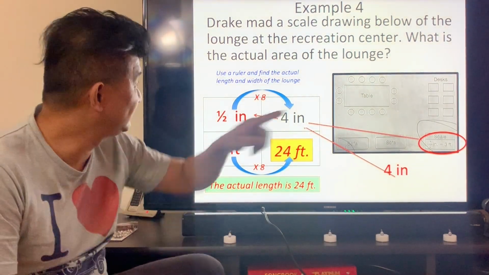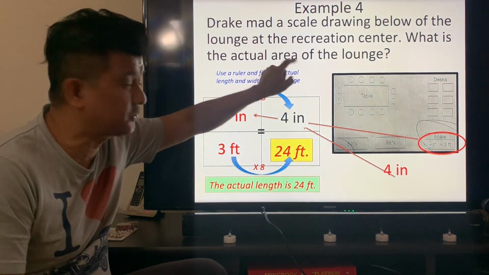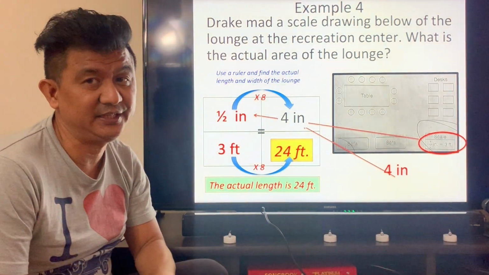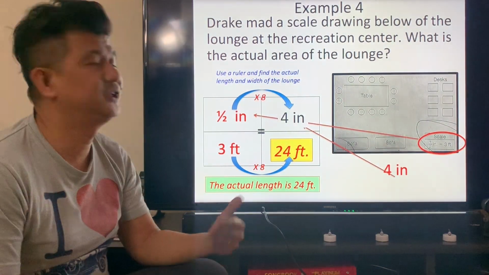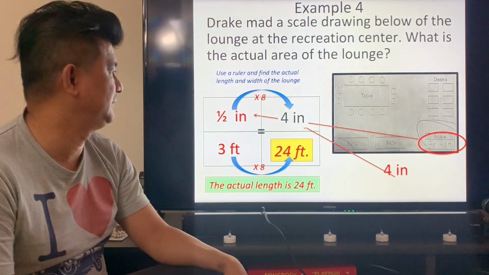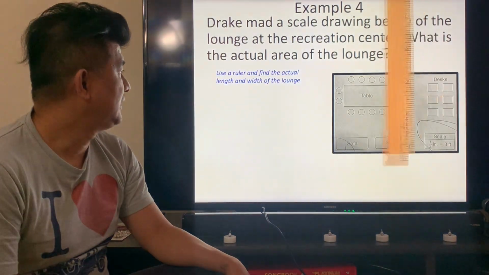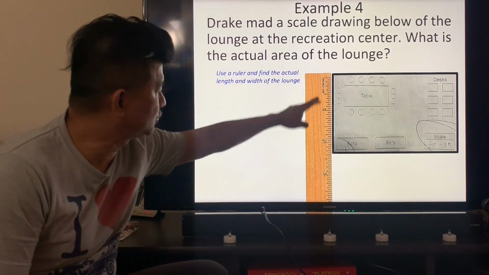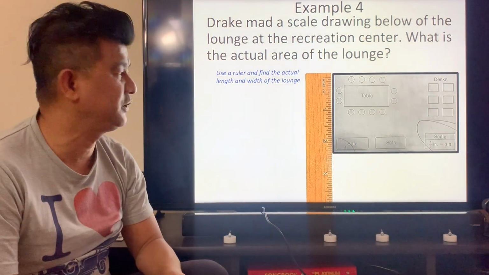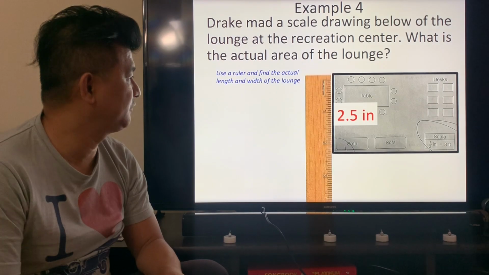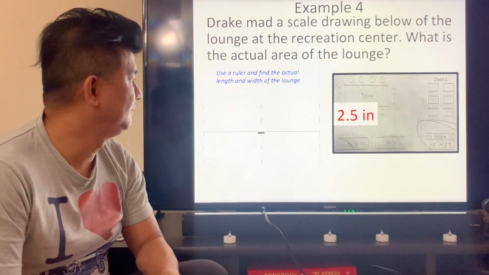But are we done? Did we answer the question? Solving for the area? Not yet. So there's a second part of this problem. I get my ruler again. I measure this side and I get 2.5. All right. 2.5 is now called the width.